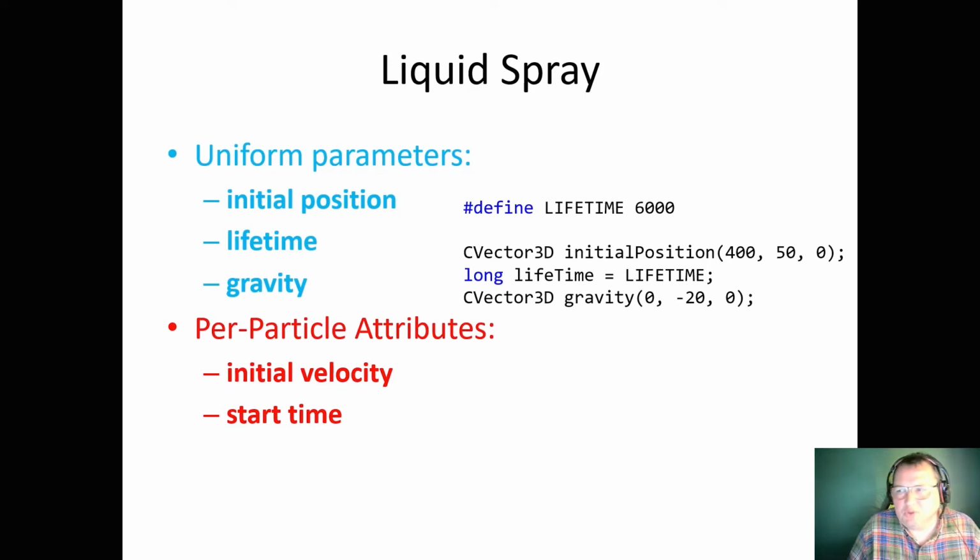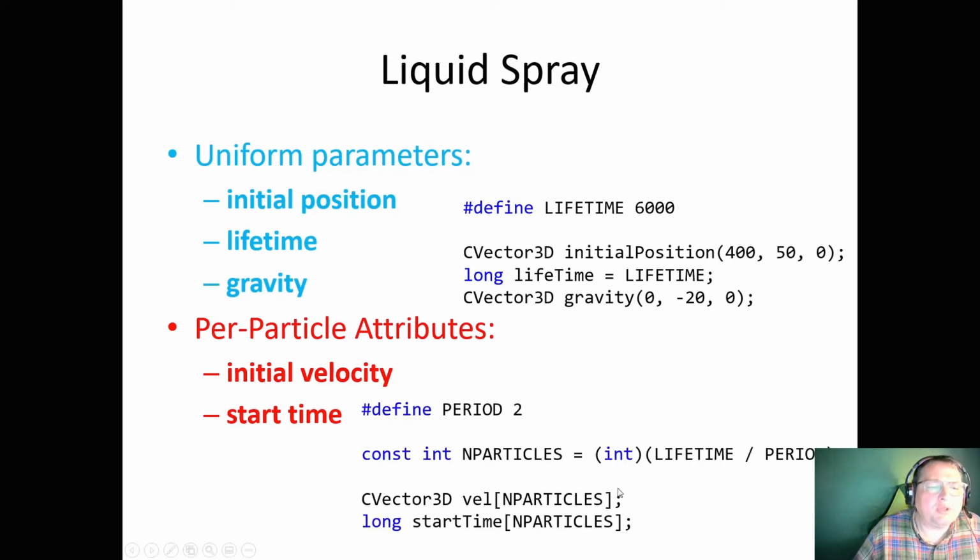Per particle attributes. Here we first of all find the number of particles. We need to understand what the number of particles is, and to find the number of particles we also have to define the period. What is the period? It's the time between creating two consecutive particles. So in this program we will create a new particle every 2 milliseconds, and that's the meaning of this definition here.